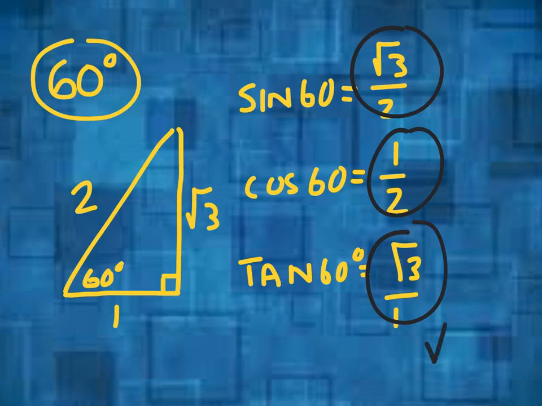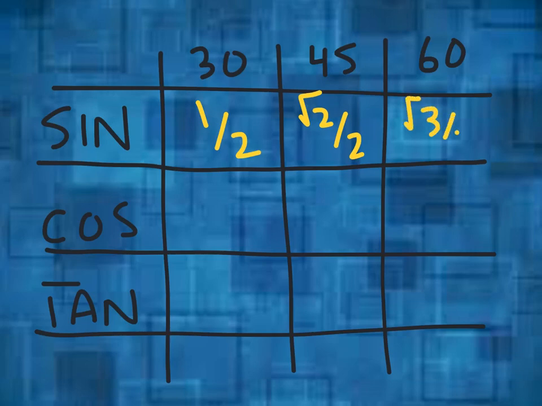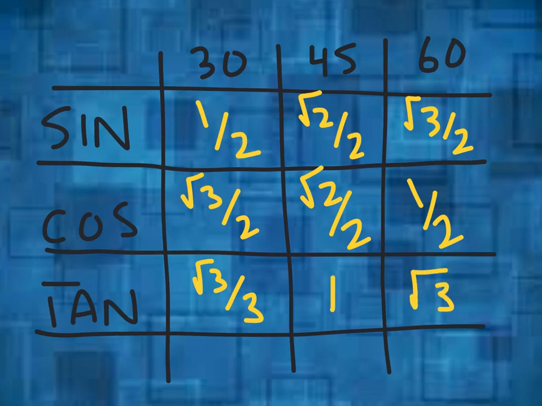Let's summarize this in a table of what we've seen so far. So we found the sine of 30 to be 1/2, the sine of 45 to be root 2 over 2, and the sine of 60 to be root 3 over 2. We found cosine of 30 to be root 3 over 2. We found its 45 to be root 2 over 2, and its cosine of 60 to be 1/2. Tangent at 30 was root 3 over 3. Tangent at 45 was 1, and the tangent at 60 was root 3.